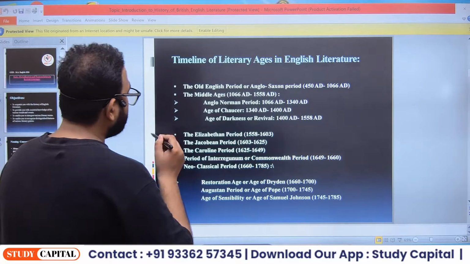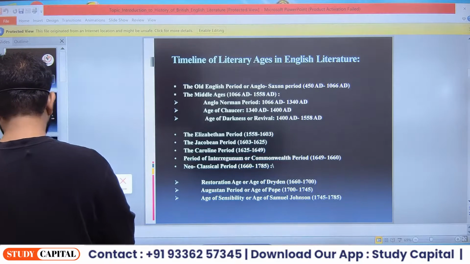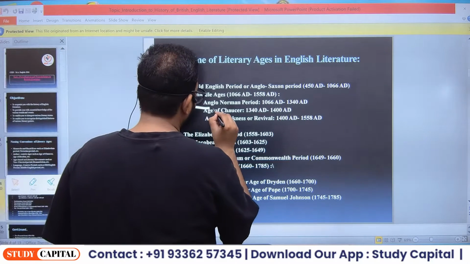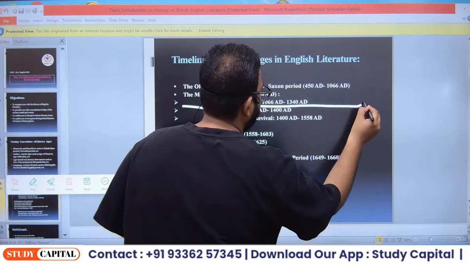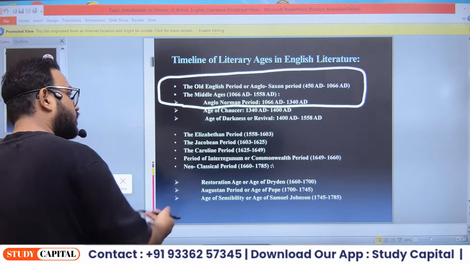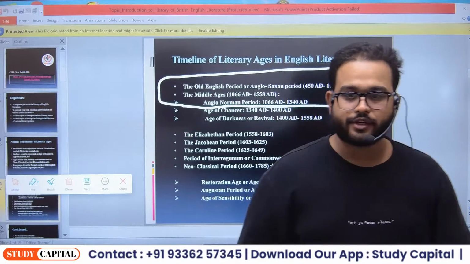Now I'll just talk about what is expected from you to read in every particular era. Now there is something that is different. Before the age of Chaucer, you'll have to approach it differently, and after Chaucer you'll have to approach it differently, if you're preparing for any exam related to English literature.